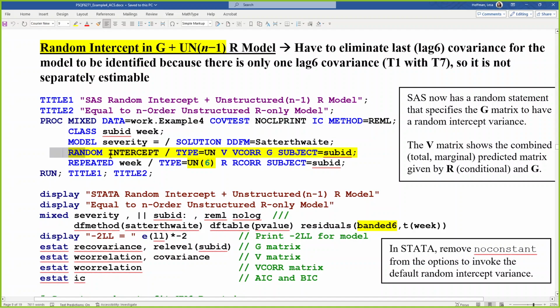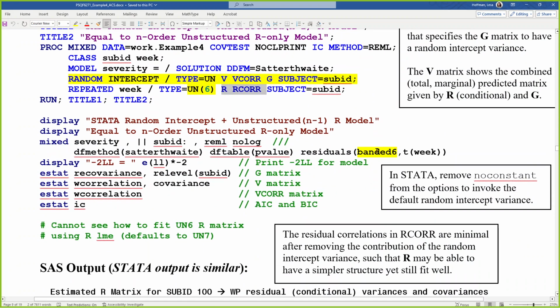So in SAS, we're adding a new line called the random line, and that is, what would you like in your G matrix? Just an intercept, please, right now, thank you. I'm asking it to print V and V core as well as G. The repeated line then is UN6, meaning only 6 bands, and the last one, the 7th, is shut off to 0. And I'm asking for it to print R and R core, and we'll look at that output as well. In Stata, banded is the equivalent. Banded 6 shuts off the last lagged relationship, which is going to be due only to the random intercept variance.